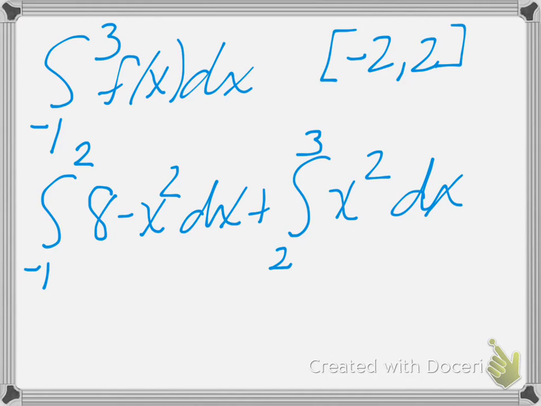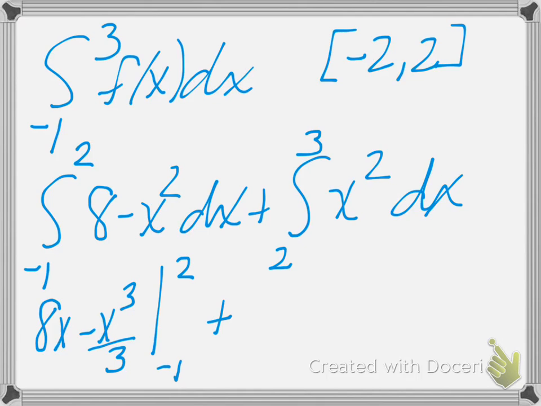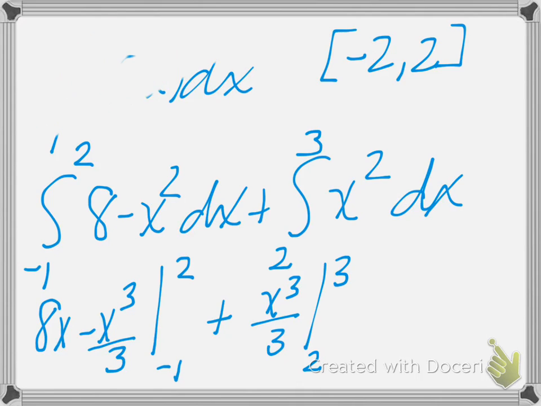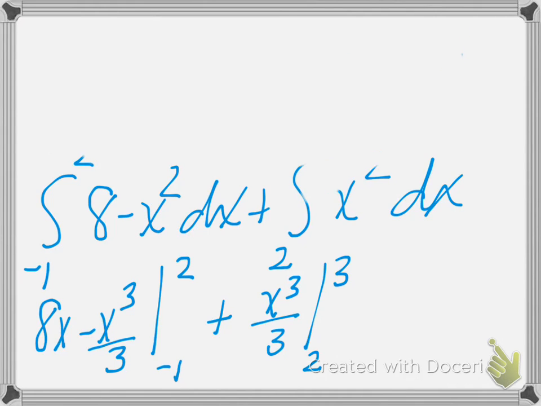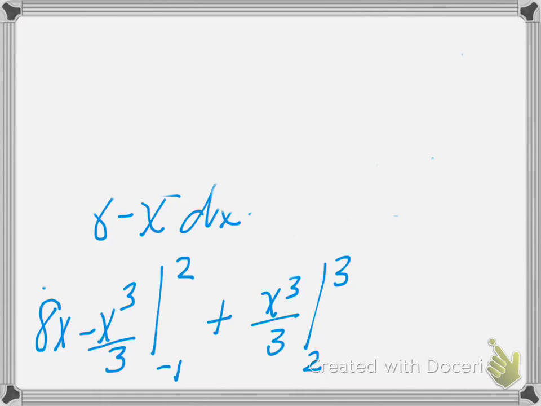Okay, so now we have to find the antiderivative. We're going to get 8x minus x to the 3 over 3 as it goes from -1 to 2. That's the first piece, plus x to the 3 over 3 as it goes from 2 to 3. You should be copying this, unless you got it completely right, which would be great.